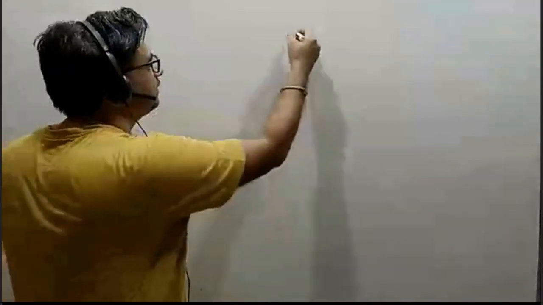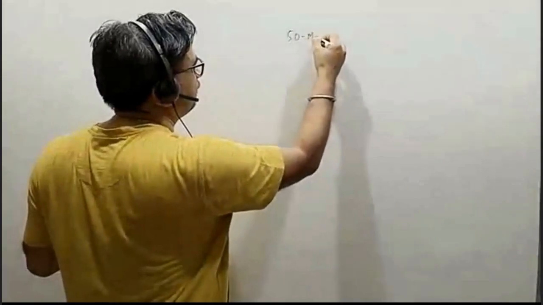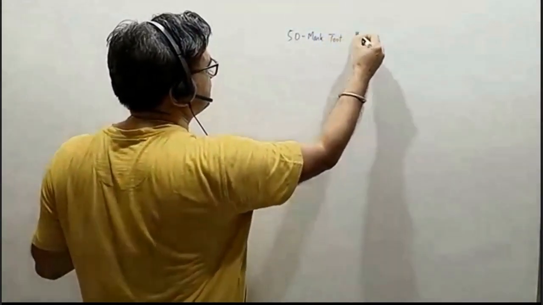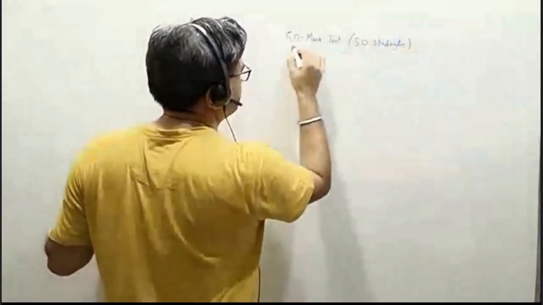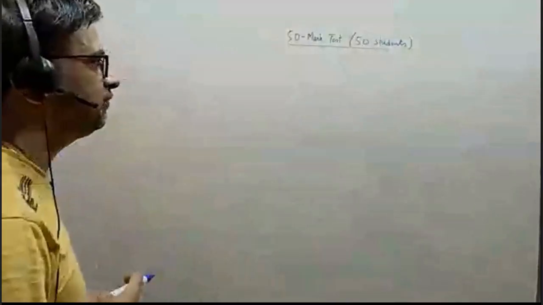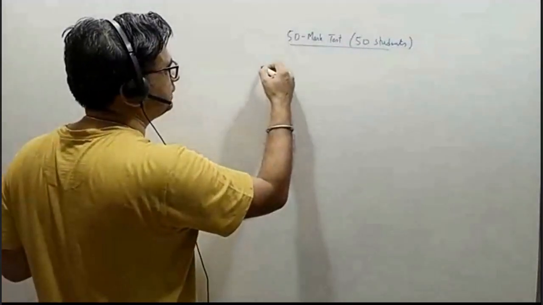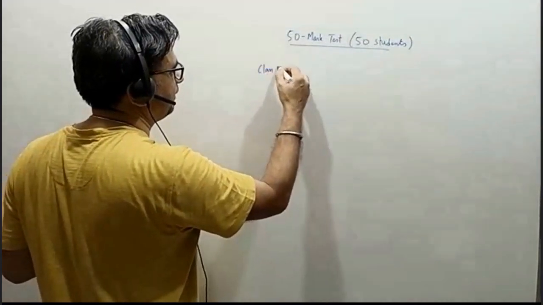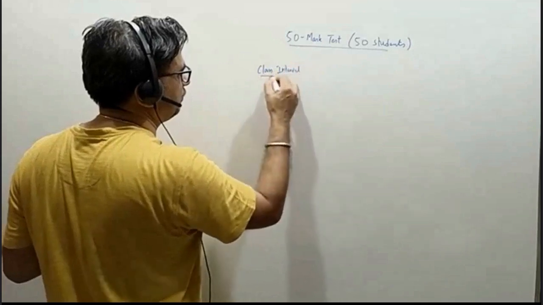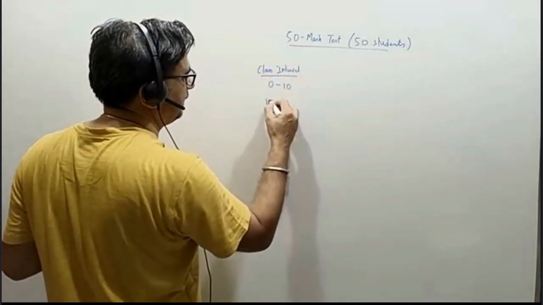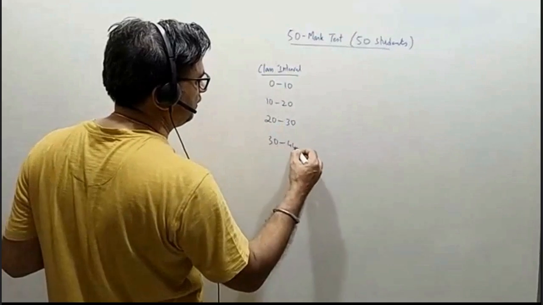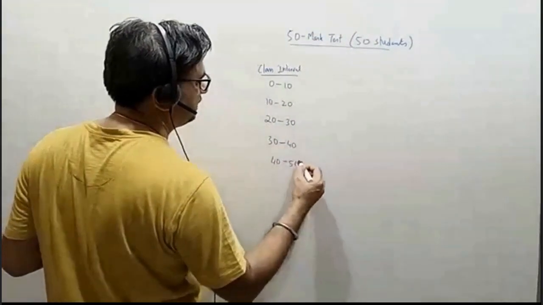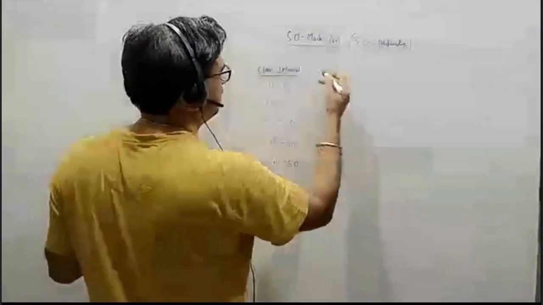I'm going to use the same example that I took earlier. Very simple. It's a 50-mark test, mind you, a 50-mark test. And there are 50 students in a class. Yes, I hope you are clear with the data set. It's a 50-mark test and there are 50 students. So we are talking about the class interval, which is about marks. So from 0 to 10, 10 to 20, 20 to 30, 30 to 40, and 40 to 50. These are the various intervals in which the students fall.